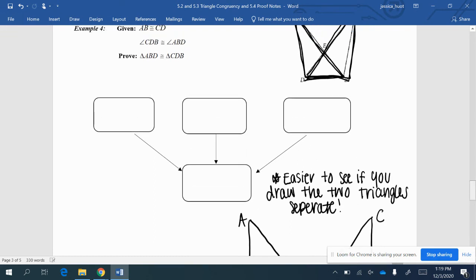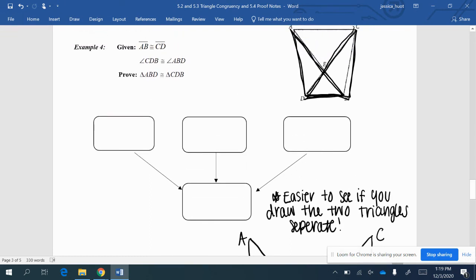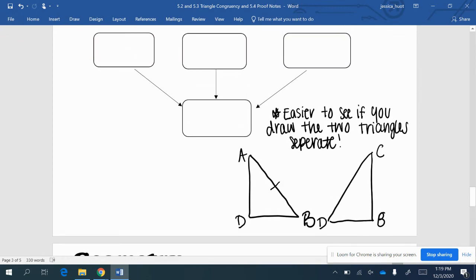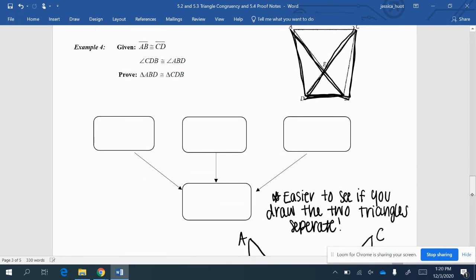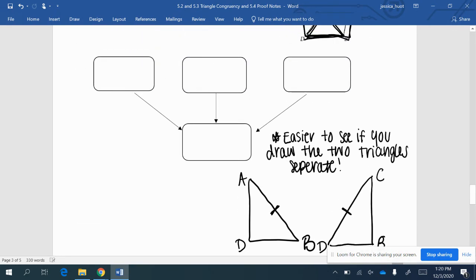Okay, so we are given that AB is congruent to CD. So AB, let's go down to our picture that we drew. So AB is congruent to CD. And we are given the angle CDB. So angle CDB, this angle right here, is congruent to angle ABD. So this angle right here. Let's write that in our proof.